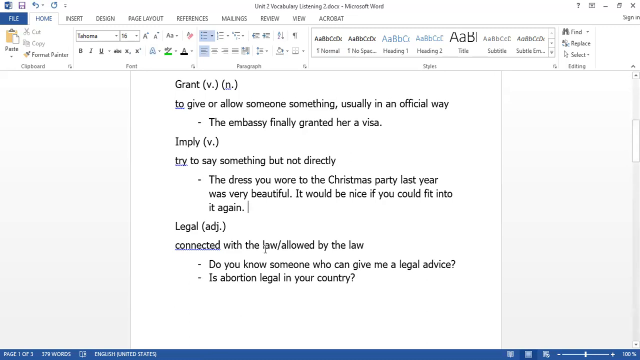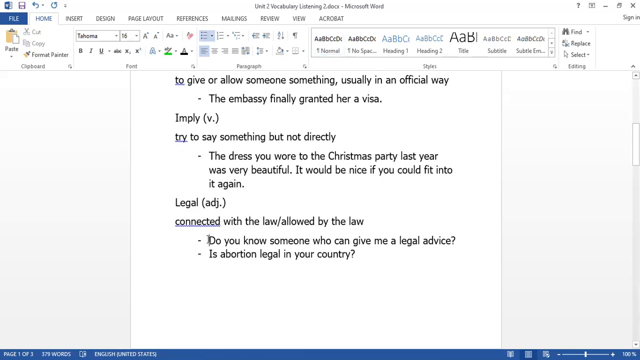Legal could be connected with the law. It's about law, could be anything, or allowed by the law. For example, the first meaning here. Do you know someone who can give me legal advice? Not just any advice, not advice about life, not advice about health, not about love life or anything, but legal advice. So the person you're talking to will know straight away that you might need a lawyer or something. So the second meaning, allowed by the law.